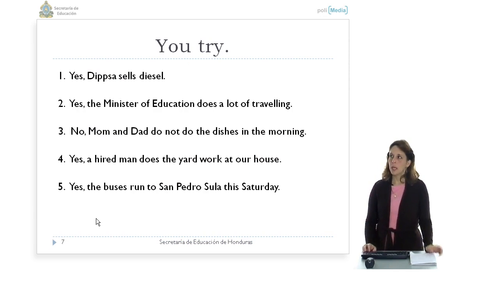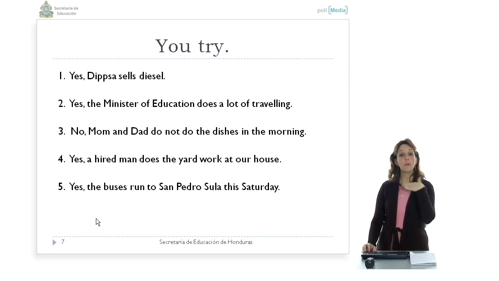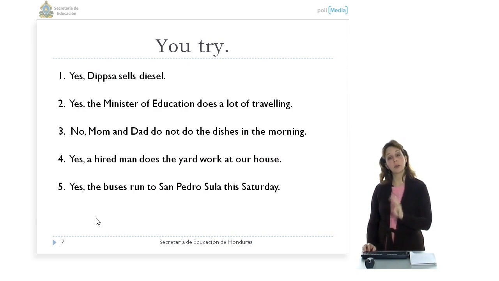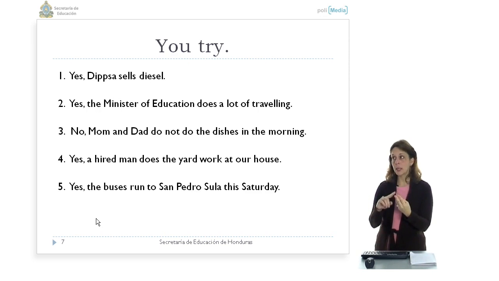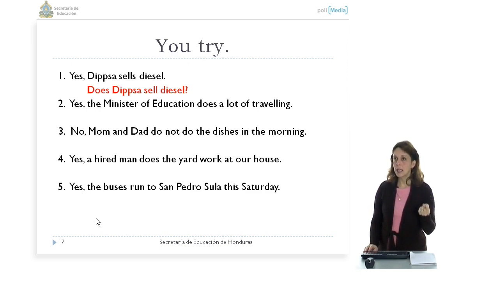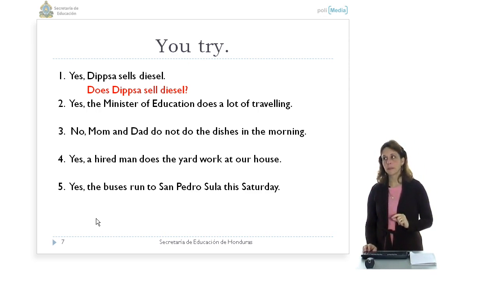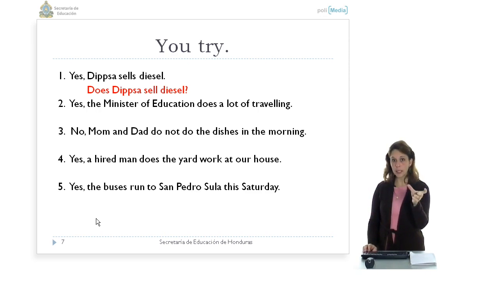Now you try. Here's the sentence. You form the question using do, does, or did. Yes, DIPSA sells diesel. We have DIPSA as the subject, only one. We have do or does or did. There's no indication that it's in the past. So we'll use do or does. And since we need a singular, we say, does DIPSA sell diesel? Do or does, subject, verb, information, question mark.